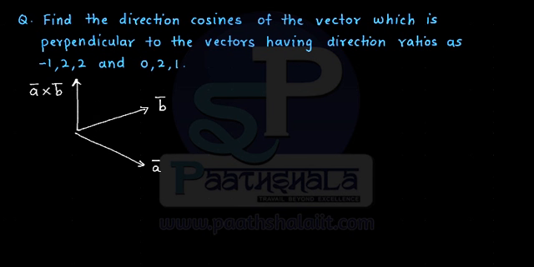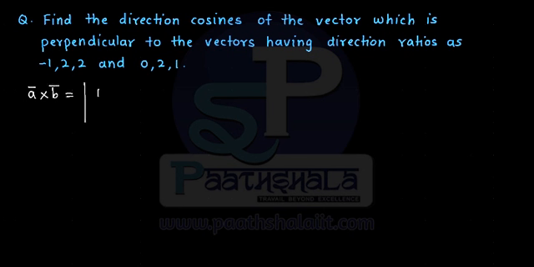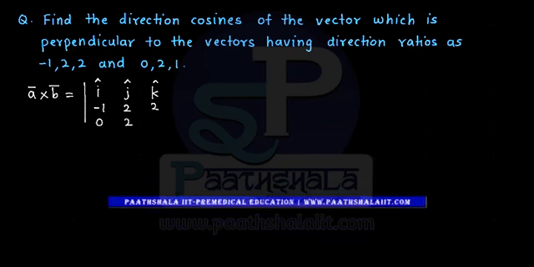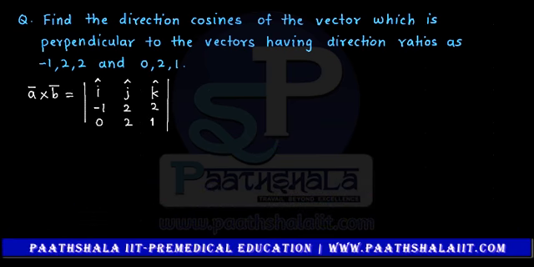So that means first we have to calculate the cross product, and once we get the cross product, that is a vector in the required direction, we can easily find out the direction cosines of that particular vector, correct? So let us first calculate the cross product of a bar and b bar. So a bar cross b bar is given by the determinant i, j, k. Coefficients of a are -1, 2, 2 and coefficients of b are 0, 2, 1.